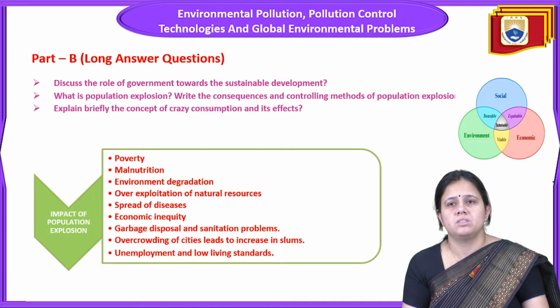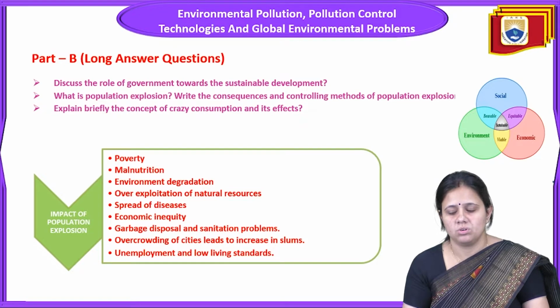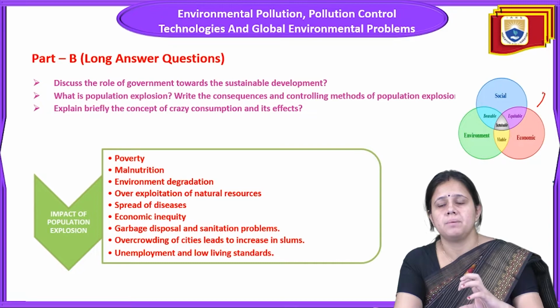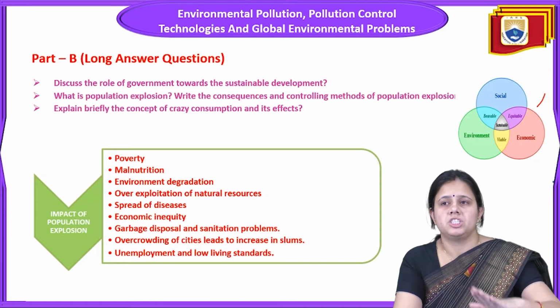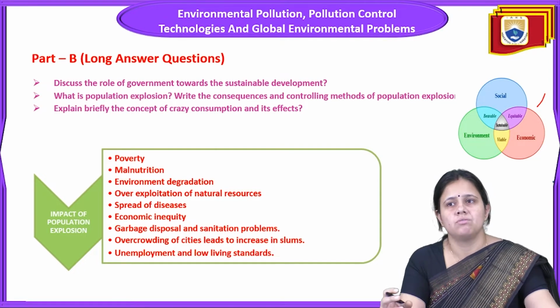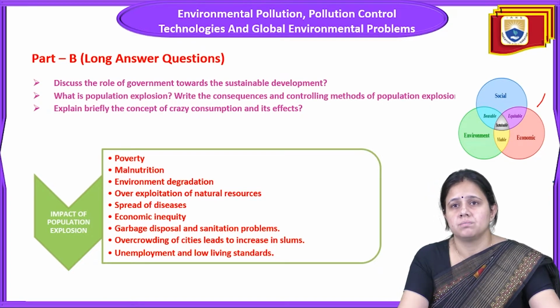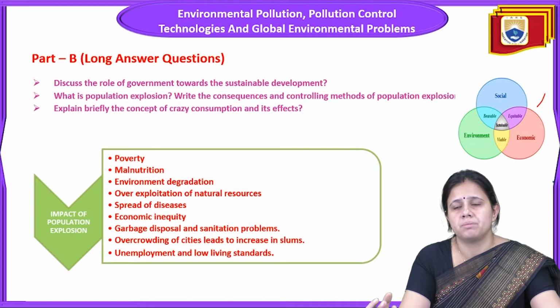Discuss the role of governments toward sustainable development. So in this picture you can see that sustainability can only be achieved by a balance between society, environment, and economy. So the government has to make preventive measures for this sustainable development.